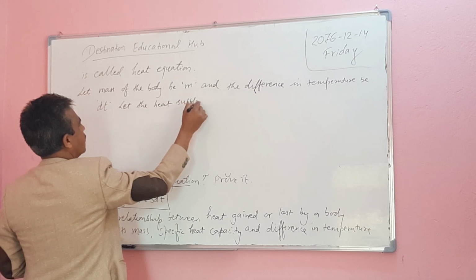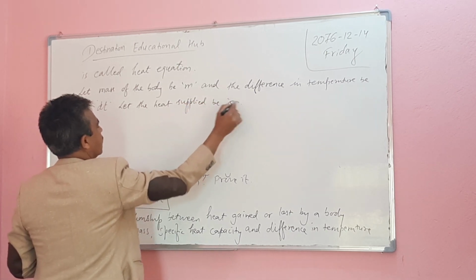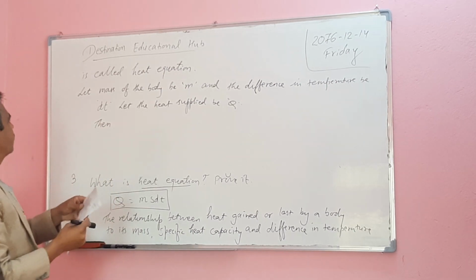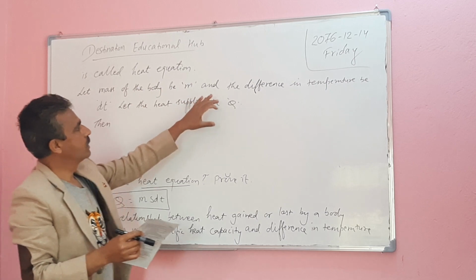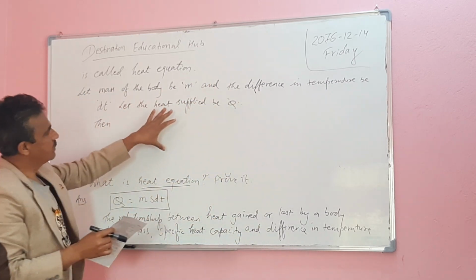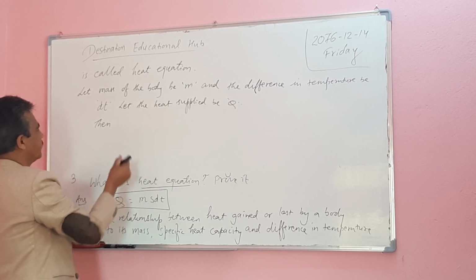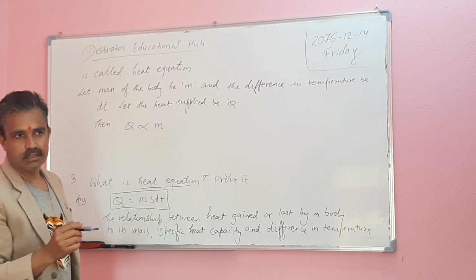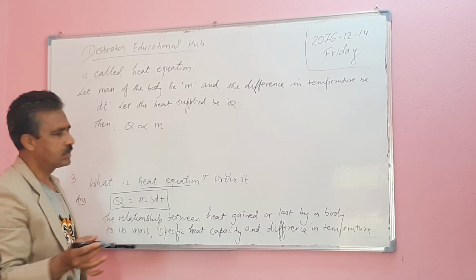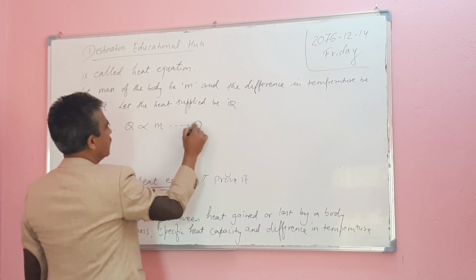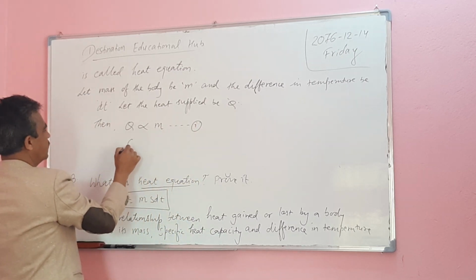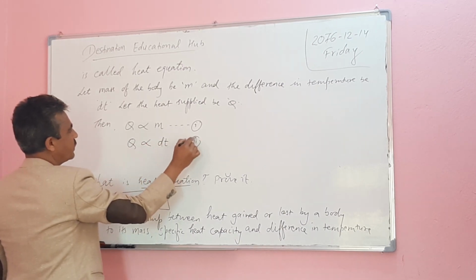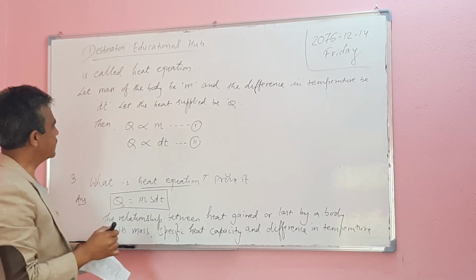be Q. Actually, to prove, we have to write something like: mass of the body m, difference in temperature dt and heat supplied Q. Then Q is directly proportional to the mass of the body. More mass, more heat supplied. Less mass, less heat supplied. This is equation number 1. Second, Q is proportional to dt. More difference in temperature, more heat supplied. Less difference in temperature, less heat supplied.